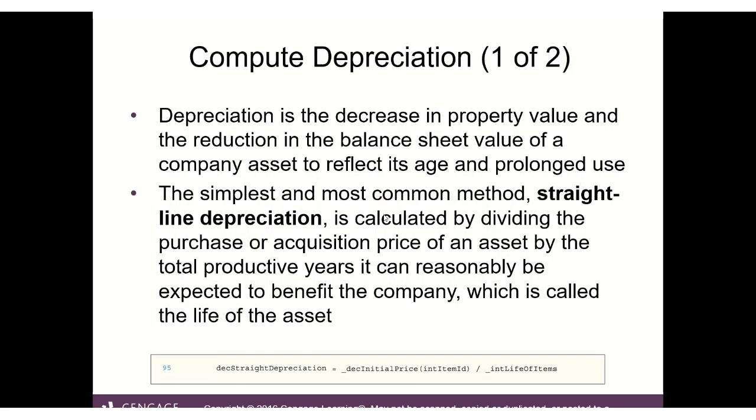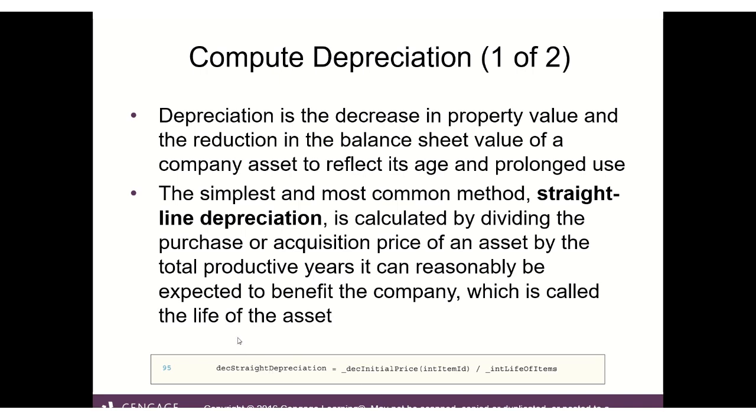And then for the depreciation, we have calculated it, I have shown that in the code. So depreciation is the decrease in property value and reduction in the balance sheet value of a company asset to reflect its age and prolonged use. The easiest and most common method is straight line depreciation. This is calculated by dividing the purchase or acquisition price of an asset by the total productive years it can reasonably be expected to benefit the company, which is called the life of the asset. So you divide it by the years, and this ratio is called the value of depreciation.